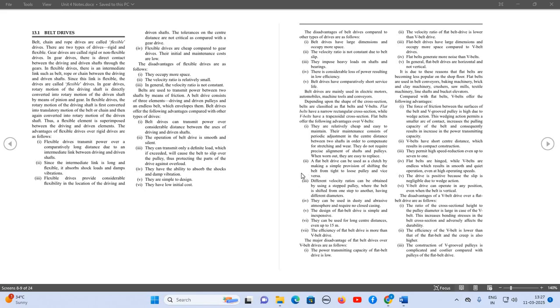Depending upon the shape of the cross section, belts are classified as flat belts and V belts. The flat belts have a narrow rectangular cross section, while the V belts have a trapezoidal cross section. The flat belts offer the following advantages over the V belts. They are relatively cheap and easy to maintain, as we only require periodic adjustment in center distance between the shafts. No other alignment will be required.